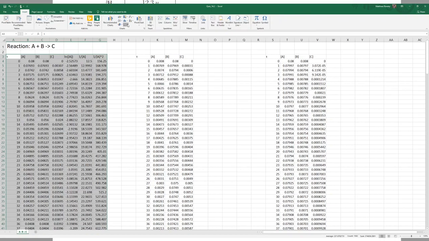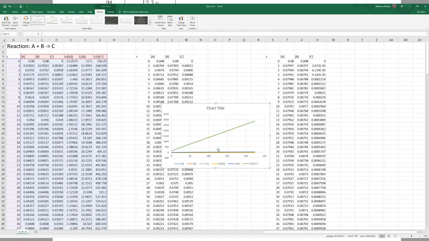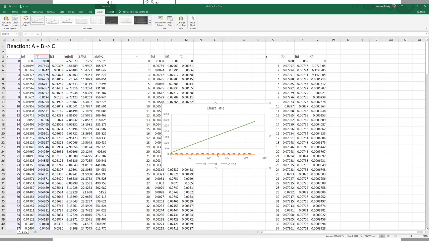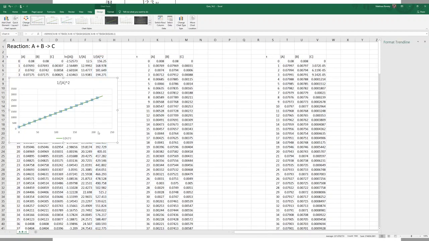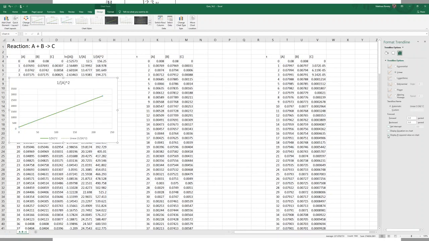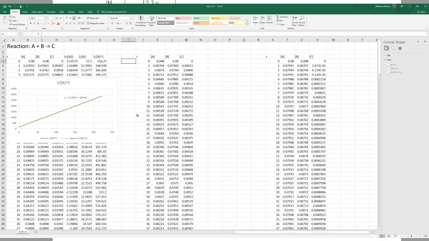Let's insert the chart and get rid of all of this that we don't care about. And you can see that 1 over A squared line now is wonderfully straight. If I right click on it, add a trend line, and I want it to be linear, and I'm going to display the equation on the chart and be done. Let's move it over just a little bit. And that is my 1 over A squared plot.